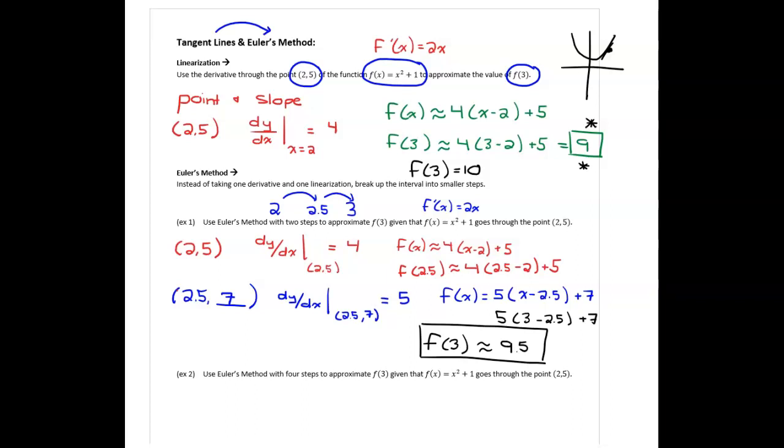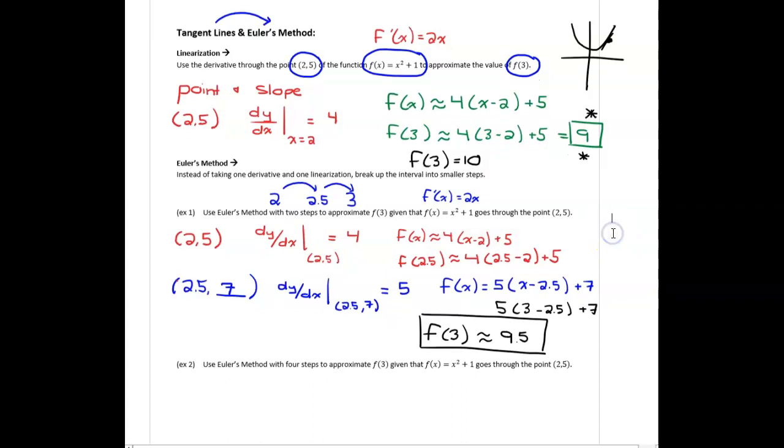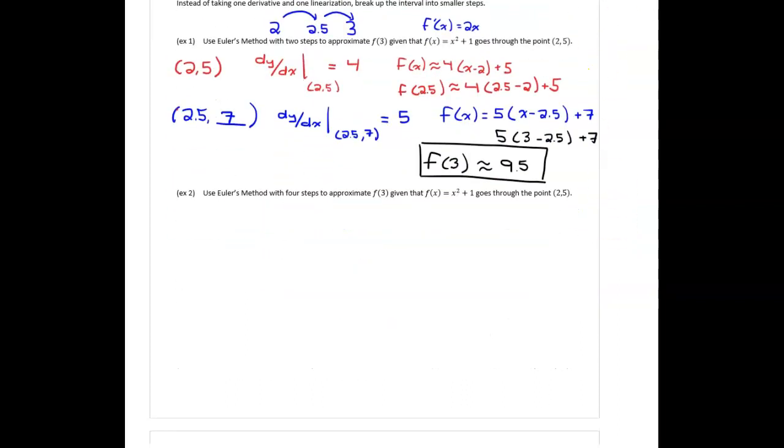The reason is we readjusted at our halfway point: we readjusted our point and our slope, and we were able to kind of make up for some of that concavity. All right, so here we go. I'm going to pause the video here in a moment, but we are going to do 4 steps in this next one. We are starting at 2. I want to get to 3, and I want to use 4 steps to do it.